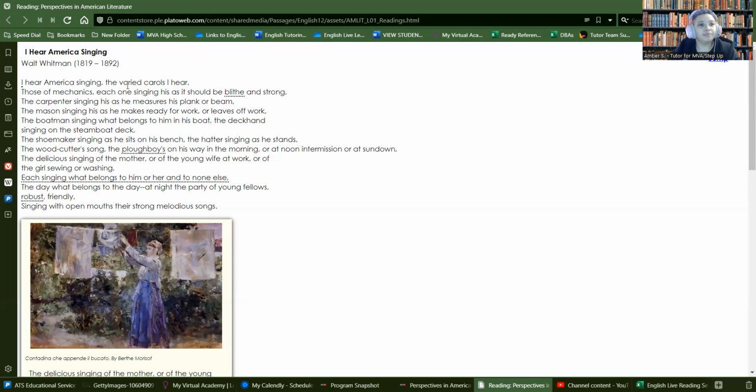Okay, so because this is a poem and not a full story, we're going to read through the whole thing and then go back through and take a look at these words, okay?